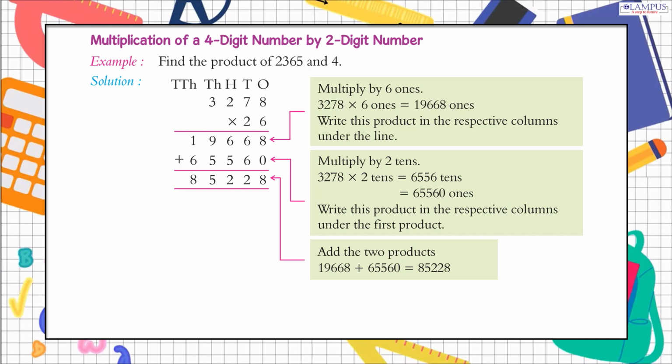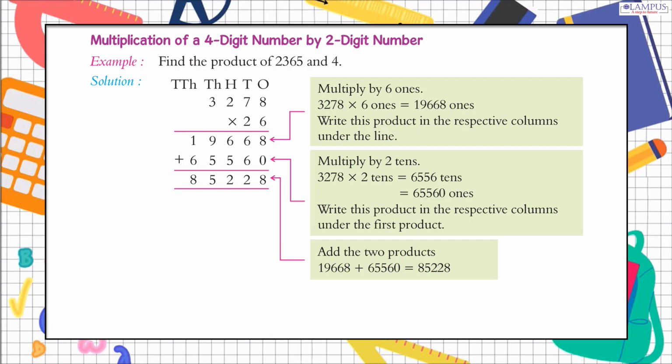Multiplication of a 4-digit number by 2-digit number. Example. Find the product of 3,278 times 26. Multiply by 6 ones. 3,278 times 6 ones equals 19,668 ones. Write this product in the respective columns under the line.